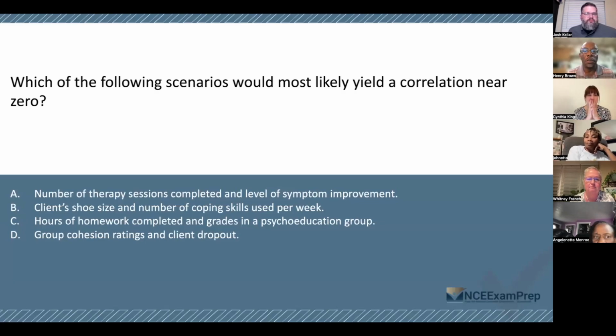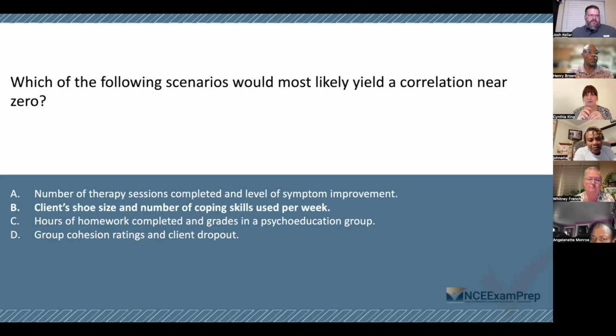Which of the following scenarios would most likely yield a correlation near zero? Number of therapy sessions completed and level of symptom improvement; the client's shoe size and number of coping skills used per week; hours of homework completed and grades in a psychoeducation group; or group cohesion ratings and client dropout. D. Okay, so this one is B. B had no correlation. This one is most likely to yield a correlation near zero, right?